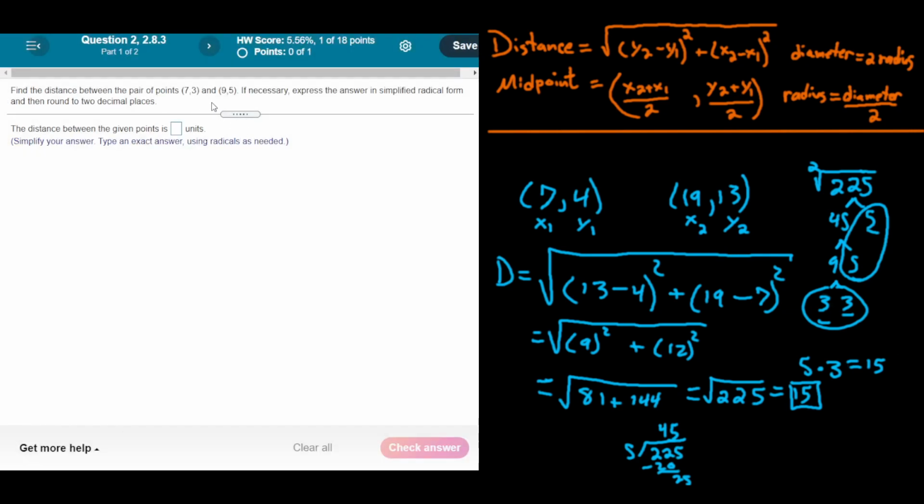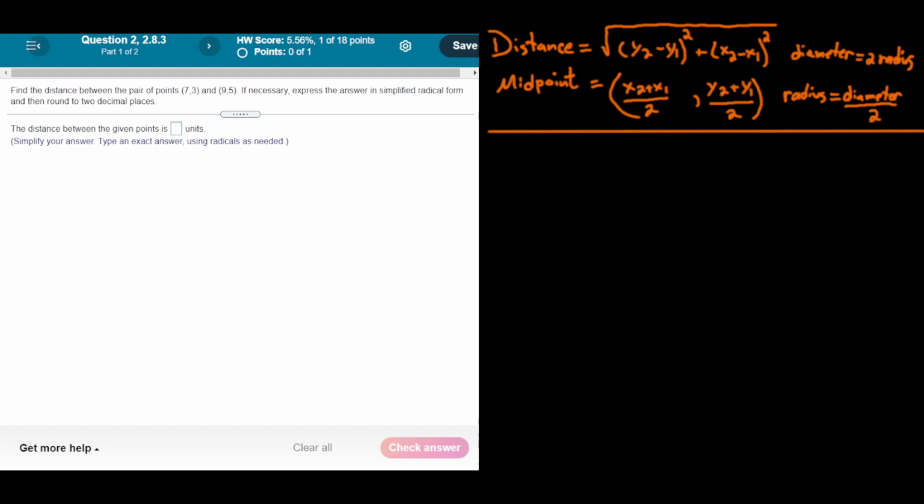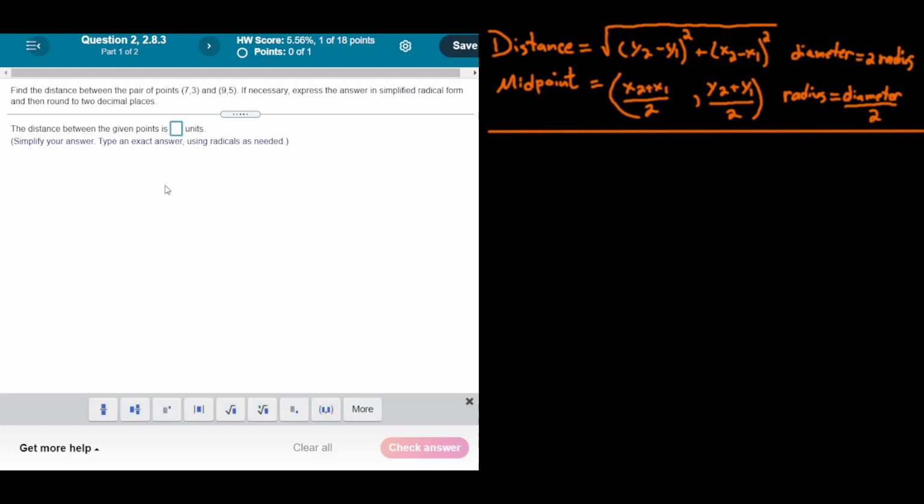It says find the distance between a pair of points. If necessary, express the answer in simplified radical form. All right, that means just break down a radical and take care of business. All right, ready? So we're going to apply the distance formula again. It'll be nice, you know, always write down your points. 9, 5, x and y, 1, 1, 2, 2. Okay, so you know the deal.